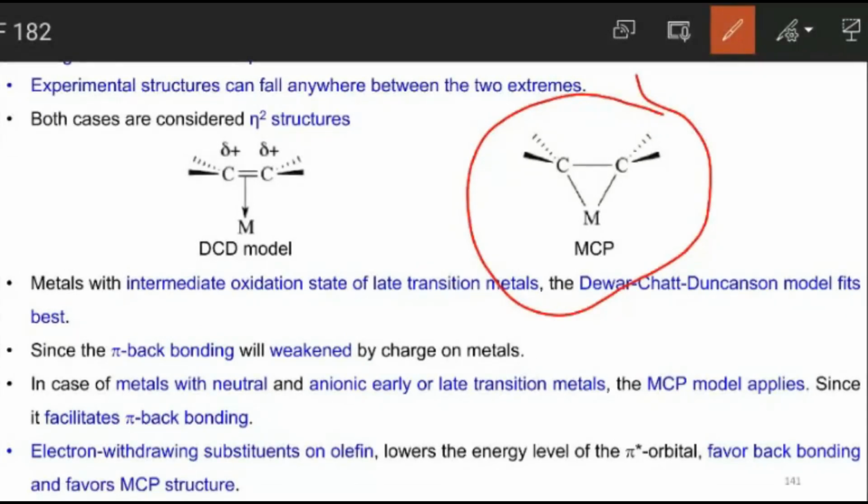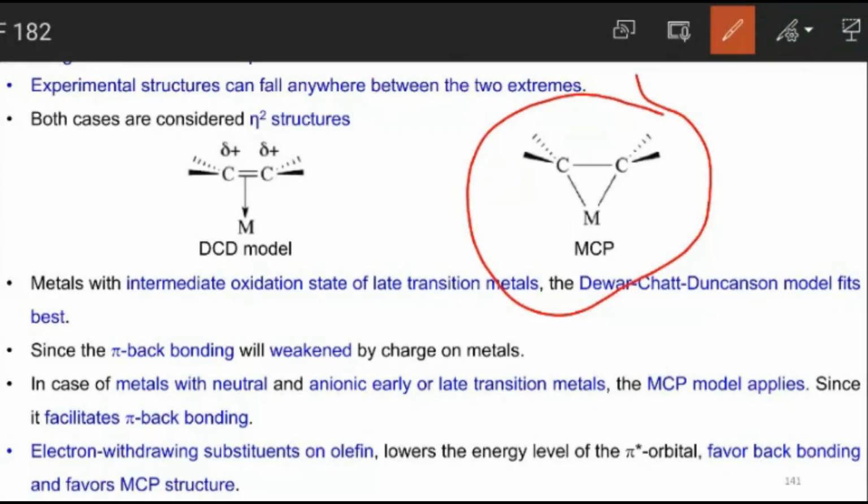So when you have an electron releasing group on the olefin, the olefin is already electron rich, and therefore it won't accept any more electron density from the metal. Therefore, they tend to adopt the DCD model. Most cases of olefins with electron releasing groups like methoxy and methyl tend to adopt the DCD model. On the other hand, if I substitute the hydrogen atoms with cyanide, as in tetracyanoethylene, an electron withdrawing group, the olefin becomes electron deficient, and therefore it is ready to accept electron density from the metal. Therefore, it will adopt the MCP model. The electron withdrawing substituent on the olefin lowers the energy level of the pi star orbital, favors the pi back bonding, and favors the MCP structure.